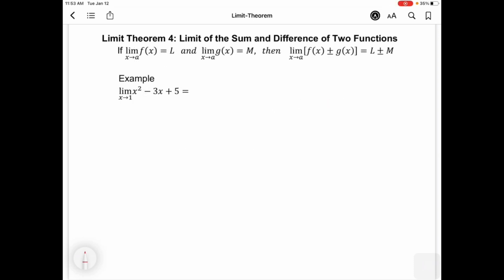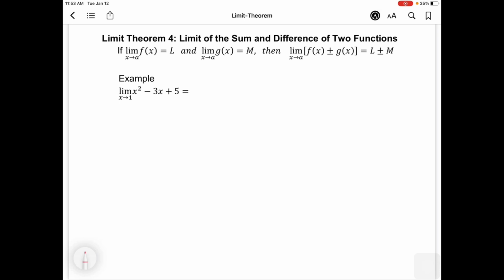Okay, next limit na ating i-discuss is the limit theorem number 4. So, limit of the sum and difference of two functions. If the limit of the function f as x approaches a is equal to L, and the function g as x approaches a also is equal to m, then the limit of the function f plus or minus the function g as x approaches a is equal to L plus or minus m.